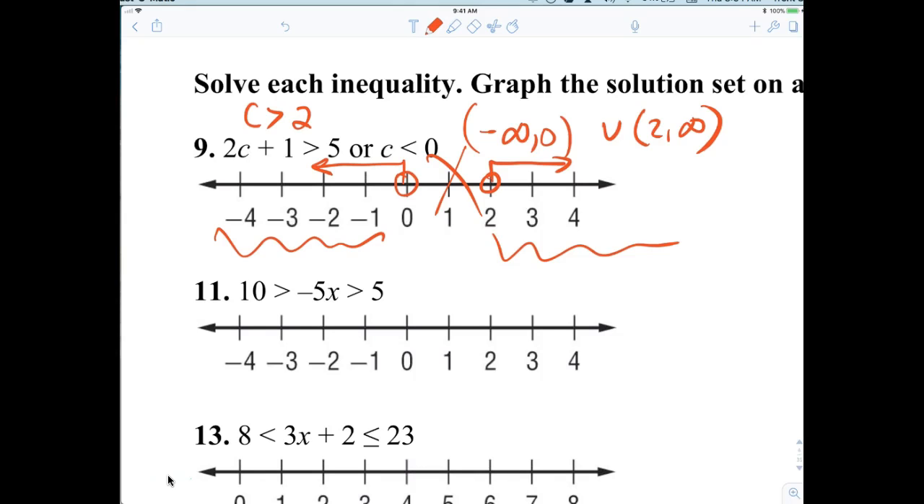Well, because that's how the numbers occur on the number line. Does that make sense? That's why they set it up that way. And I just think it's simple. Always read left to right.